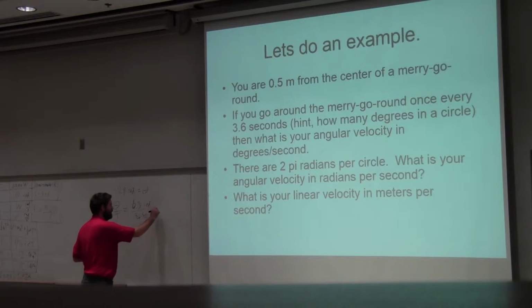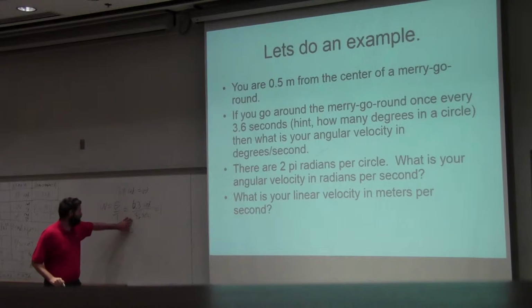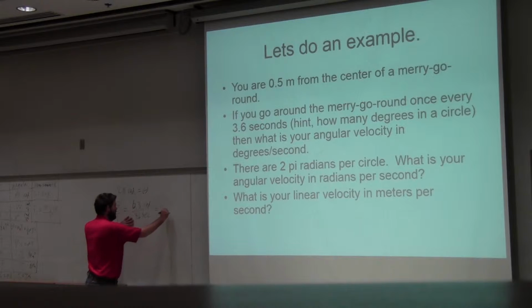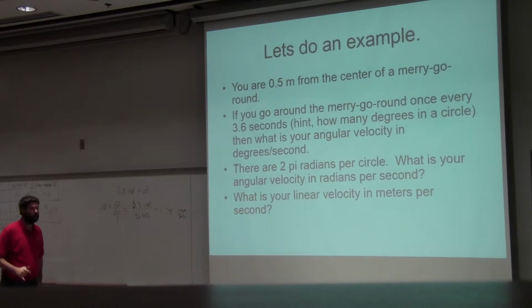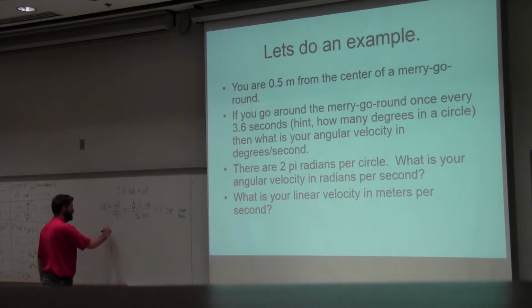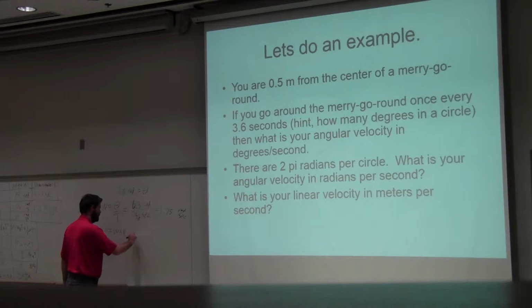We have 6.3 over 3.6, so we have 1.75 radians per second. All right, so that's my angular velocity. My linear velocity equals the angular velocity times r, which is 1.75 times 0.5.